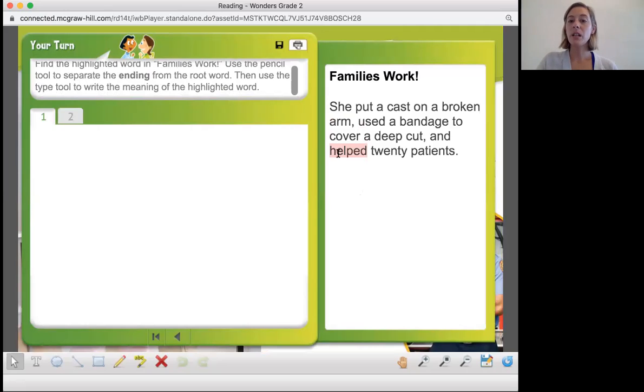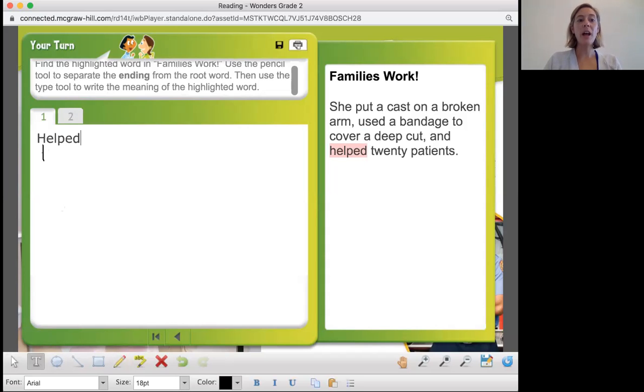Okay, so first, let's read the sentence. She put a cast on a broken arm, used a bandage to cover a deep cut, and helped 20 patients. So the highlighted word they want us to use is helped. I thought I was using the type tool, apologize. So we have helped, that's our word. I want you to first write down on your paper, helped, because we know that's a highlighted word. Now we need to separate the root word from the inflectional ending, or that end word part.